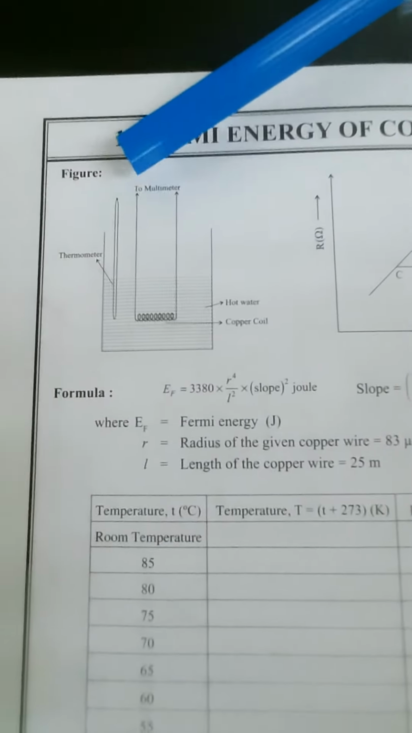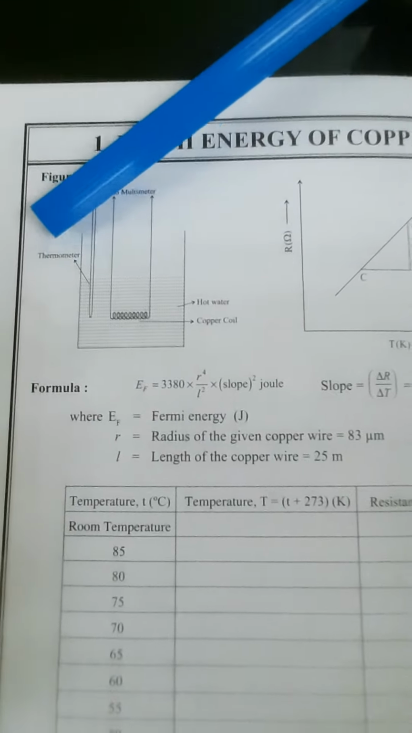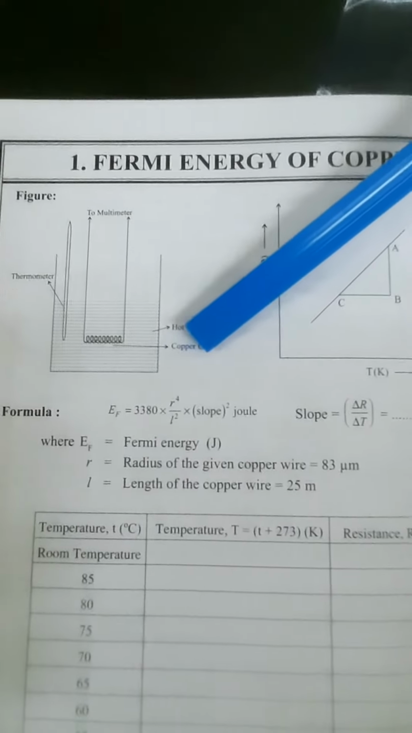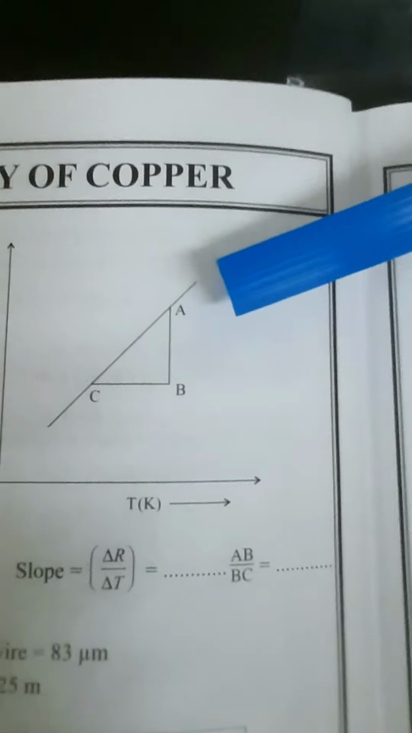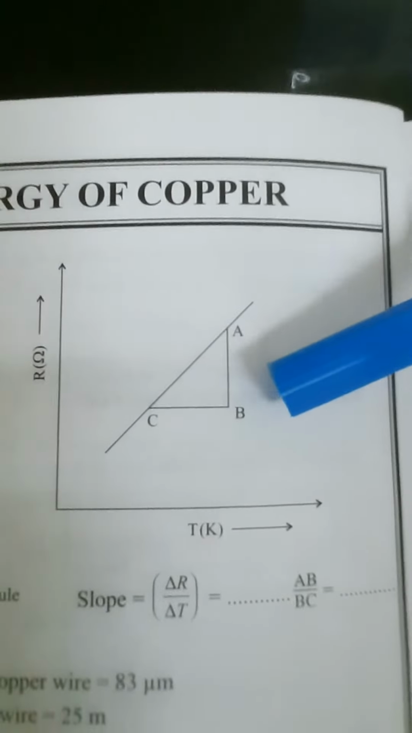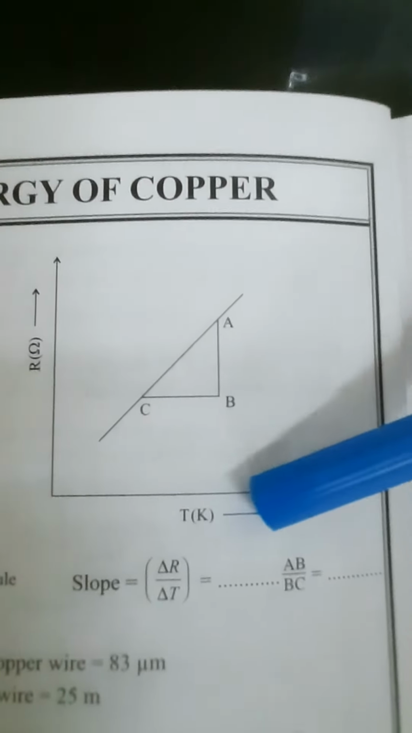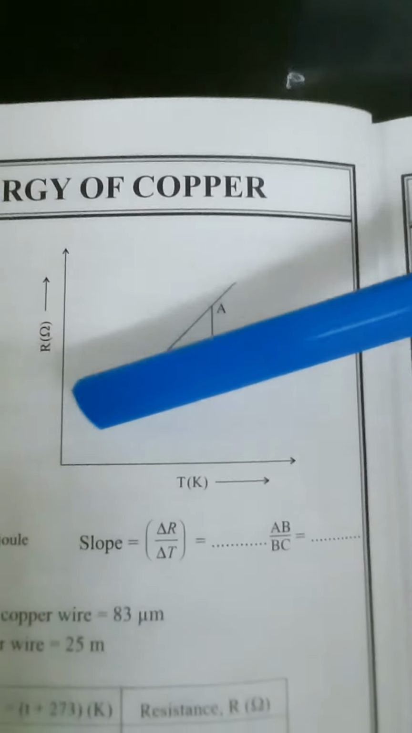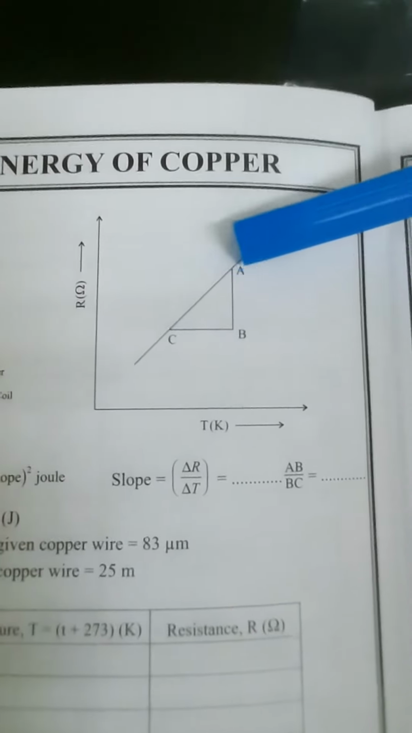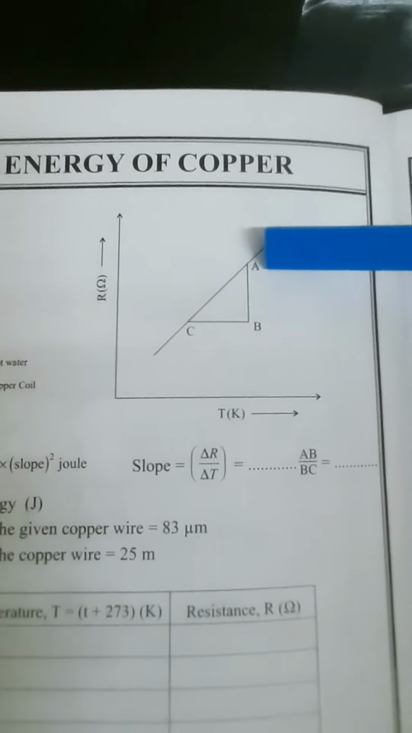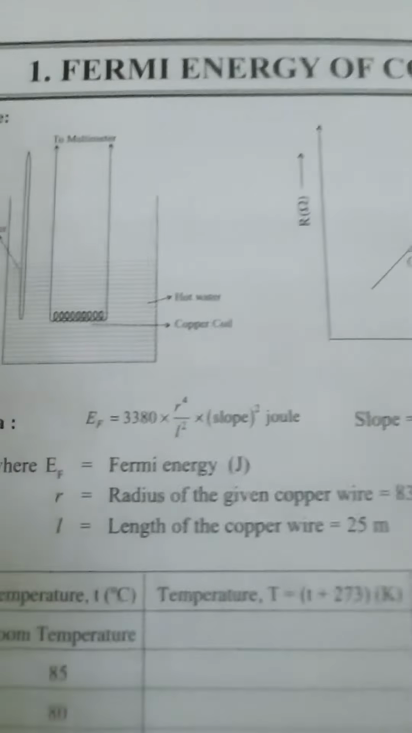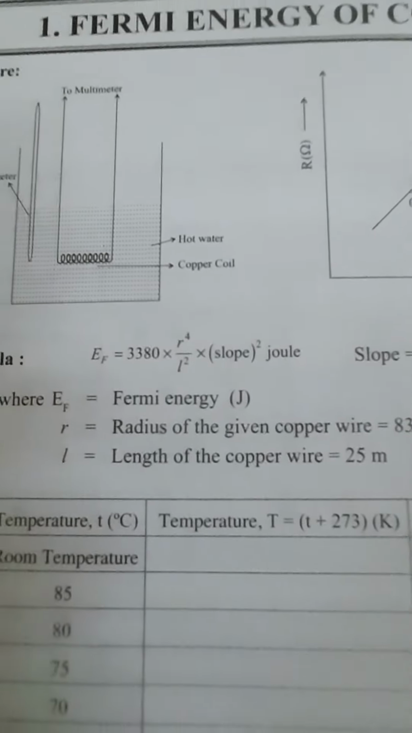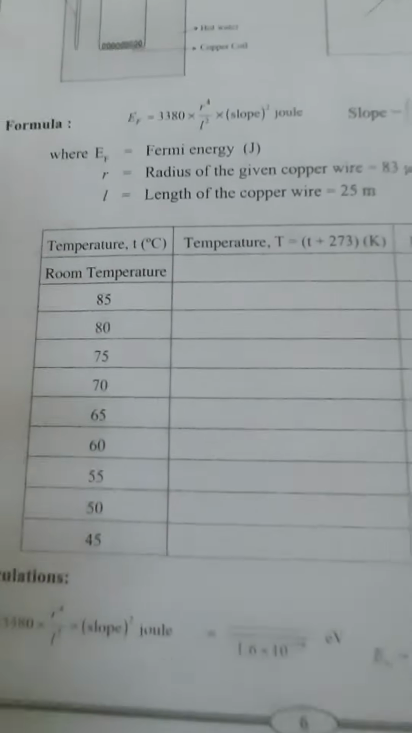Let us move on to the figure of this experiment: the thermometer, the multimeter, hot water and copper wire. Regarding the specimen graph, you are going to plot resistance versus temperature and find the slope value using those points. Draw a straight line through the points, mark A, B, C, and find the slope. Using this formula, you are going to find the Fermi energy of the given copper wire specimen.